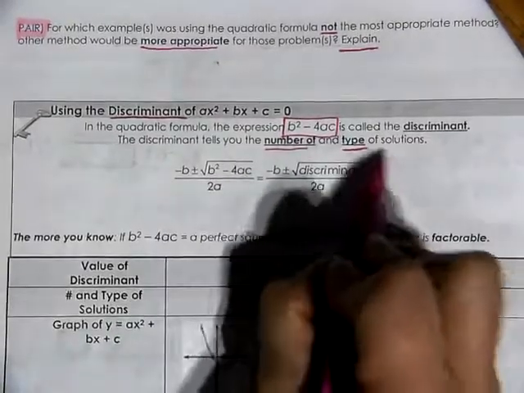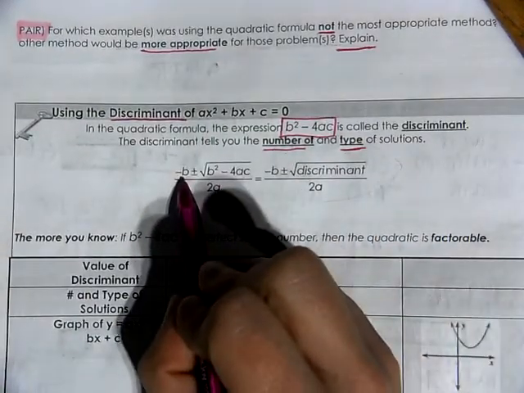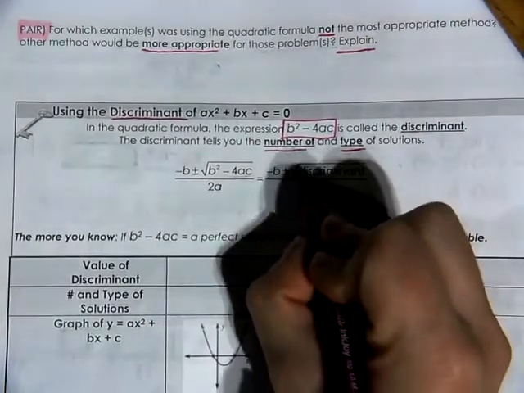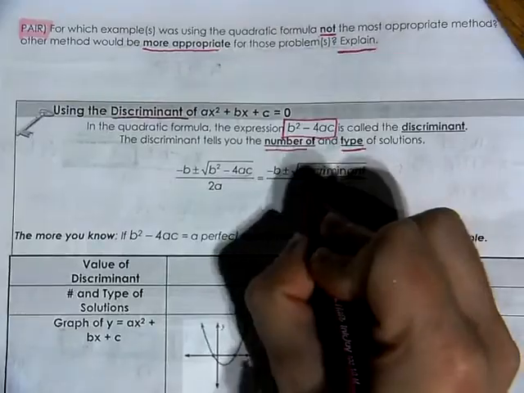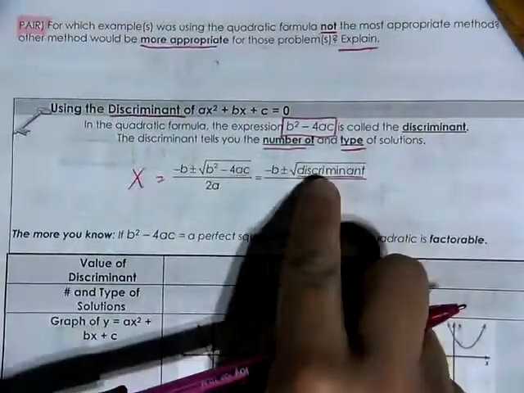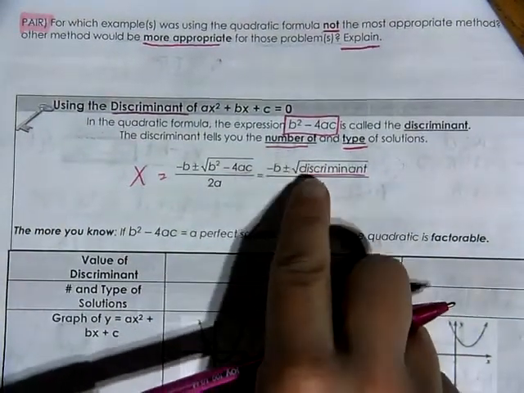In the quadratic formula, we have the opposite of b plus or minus the square root of b squared minus 4ac. The discriminant is what you're taking the square root of. So I want you to see that there's a relationship here. And I'm also going to rewrite this as x equals, but we're interested in just the discriminant.